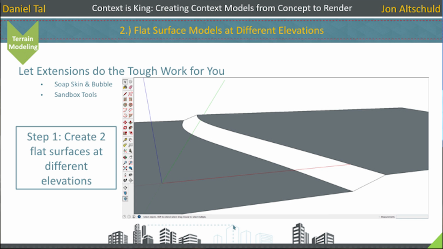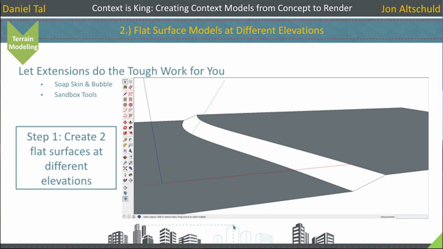So the question is, how do you do that quick and easy? These two planes are both flat, just one's higher than the other. That's the only difference. Real quick, real easy. You'll see we have a line connecting the two of them, and that line is changing elevation. So that's step one. We're going to use extensions for this to make life easy. Soap, skin, and bubble is what we're going to show you. Sandbox tools work for this as well.